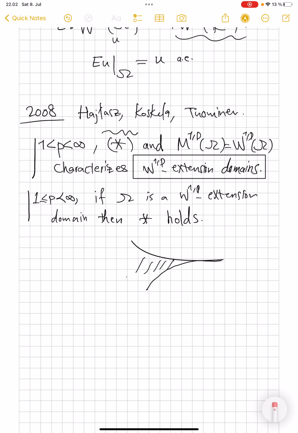The second result that I want to talk about is a bit more recent, and this is by, I think, if I'm not wrong, it's 2021, by Koskela, Eriksson-Bique, Jan Malý, and Zhu.